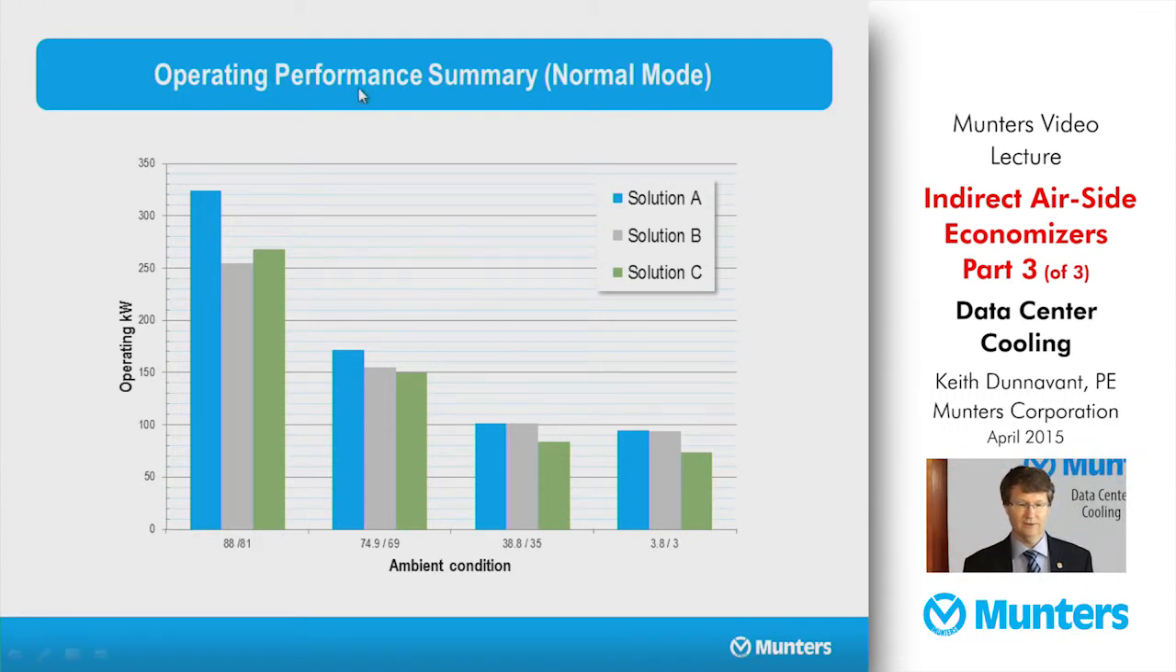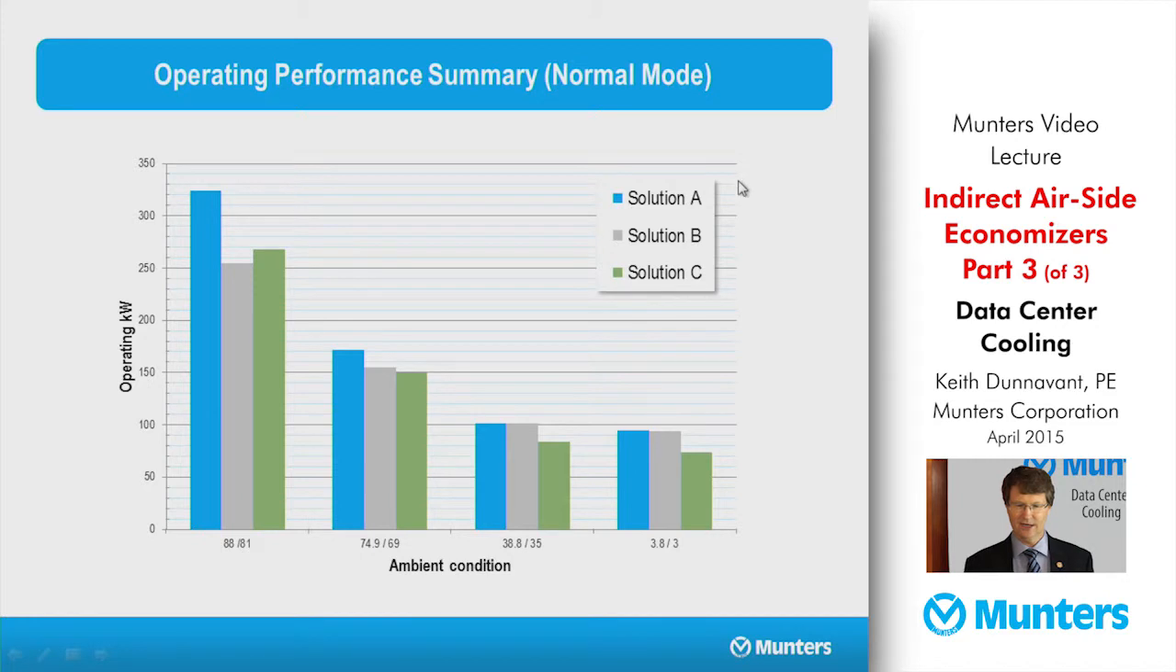So now I'm going to look at the operating performance summary for the four ambient conditions of the solutions A, B, and C. This is operating in normal mode, where you've got your N+1 units running. And here's your operating kilowatts for the whole 1,500 kilowatt load that we're rejecting. So all units are operating.